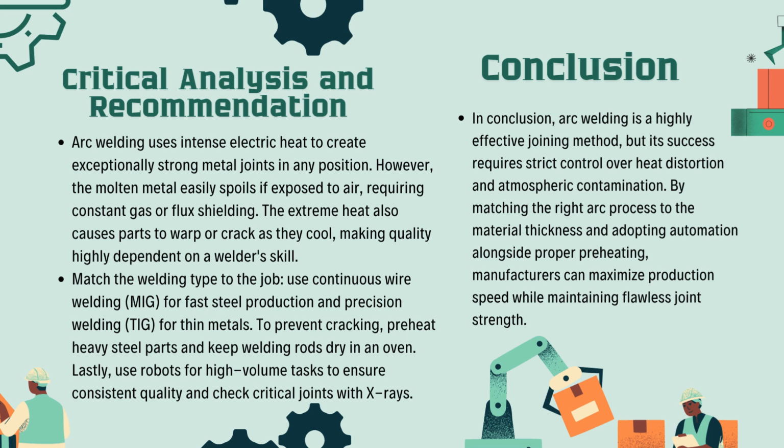To improve manufacturing performance, companies should select the most appropriate welding process, use automation where possible, preheat thick materials when necessary, store welding electrodes correctly, and inspect critical welds using non-destructive testing methods. By following these practices, manufacturers can improve product quality, increase productivity, and ensure safety.